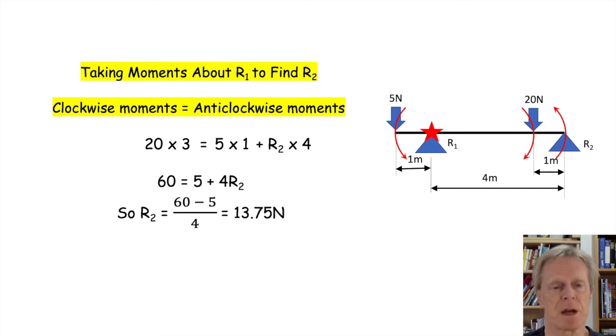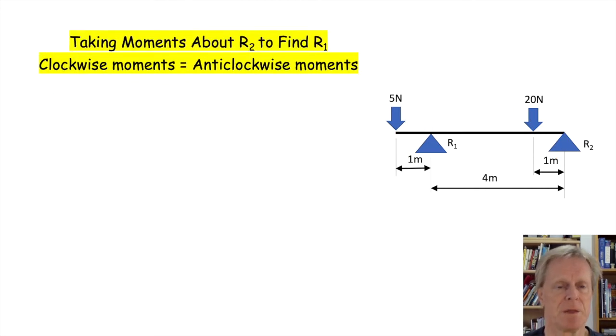Now we take moments from the other end. This time we're taking moments about R2 to find R1. So again, make it really clear what you're doing. Put down the statements here, and then we start again. That's where I'm pivoting about there. That's where I'm taking my moments from. I start at the left-hand end.